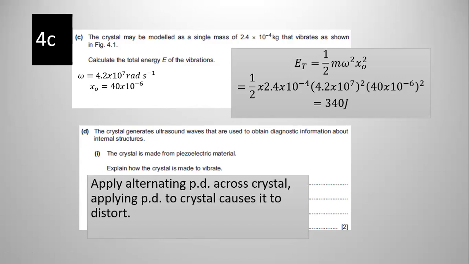Basically, apply alternating PD across the crystal. Applying the PD to the crystal causes it to distort. Right? So the ultrasound frequency generated is produced by the alternating current, no? Or the alternating potential difference.